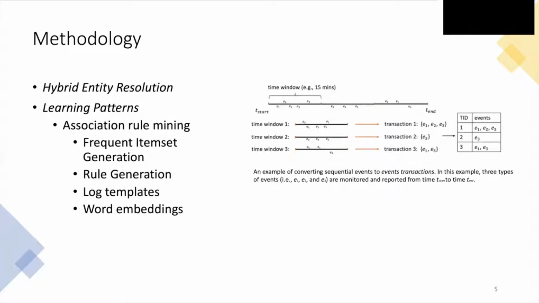Learning patterns. Obviously, alerts come together in known patterns because they identify known problems. So it's important to understand the groups of alerts. We use association rule mining, which consists of two steps: frequent item set mining, where we identify all alerts that often come together, and then rule generation, where we generate rules from those.